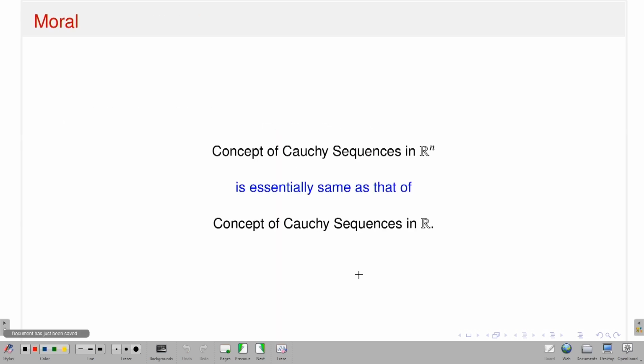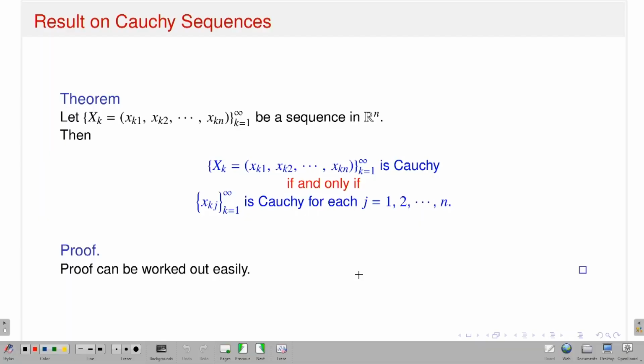As I said, the concept of Cauchy sequence in R^n is essentially the same as that in R. In other words, whatever definition is available in R, I am doing the similar thing, except the modulus is replaced by the corresponding norm. That means the usual distance in R is replaced, in the same definition, by the notion of distance in R^n.